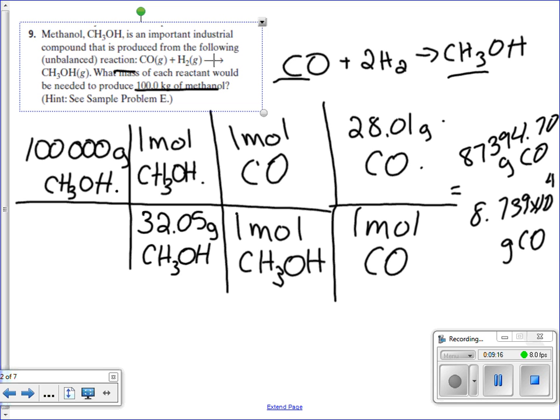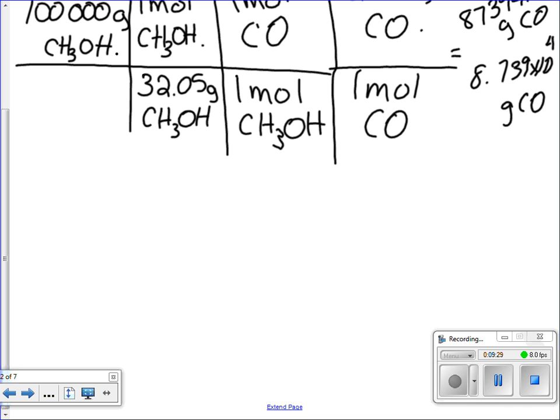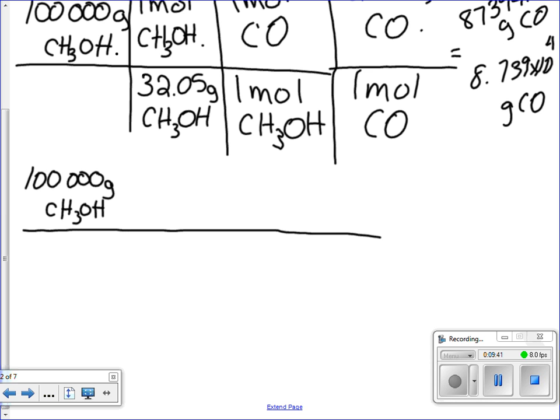All right, so it wants us to do that for each reactant. So now we get to do this all over again, but wherever we have CO, we're going to plug in the information for H2. So we're going to start, we don't have anything in moles, so we have to start with our grams. All right, so we can just really copy the same information from the previous question until we get to the CO information.